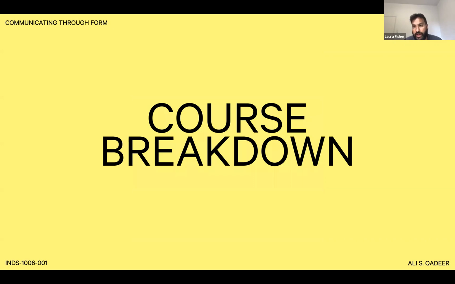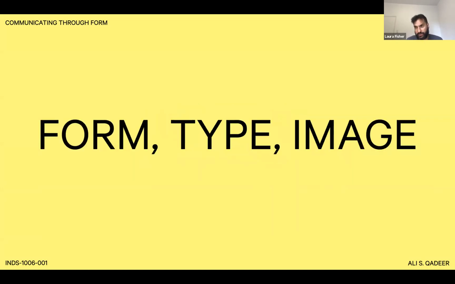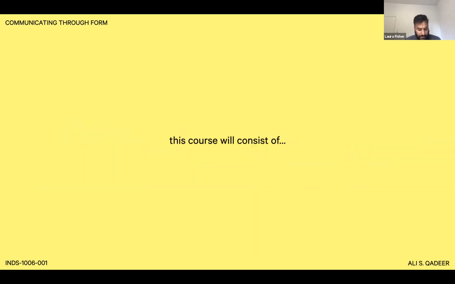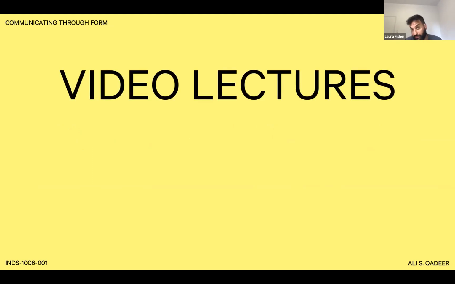Let's talk about communicating through form, the course. As I said earlier, the course is devoted to 3 sections, and I'm breaking the course into these 3 sections: form, type, and image. This course is going to consist of a variety of things to compensate for our lack of classroom attendance. 1, you'll have video lectures, just like this. Most weeks I'll include 1 file of a video lecture. I'll try to keep them between 20 and 40 minutes.